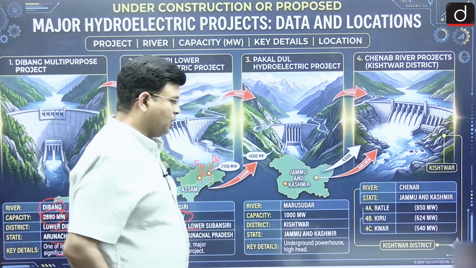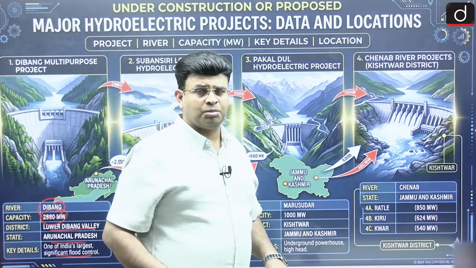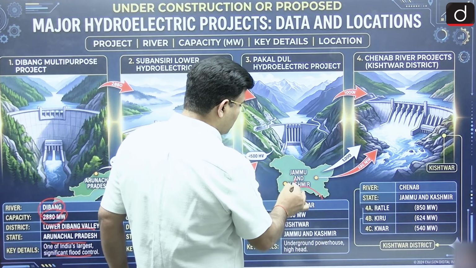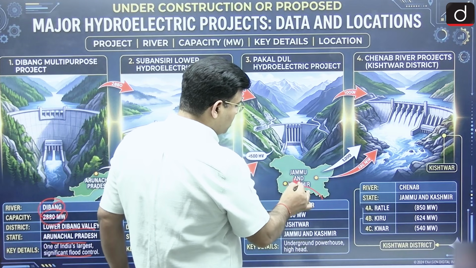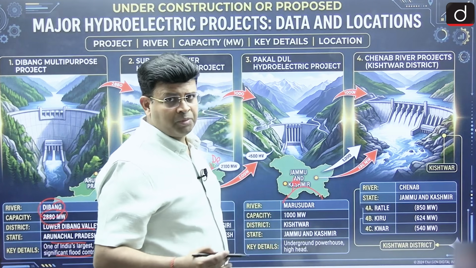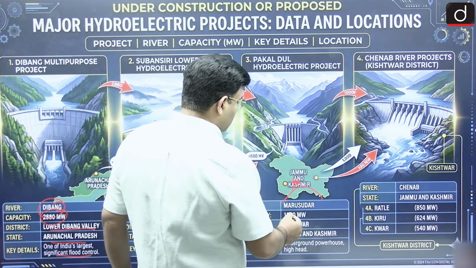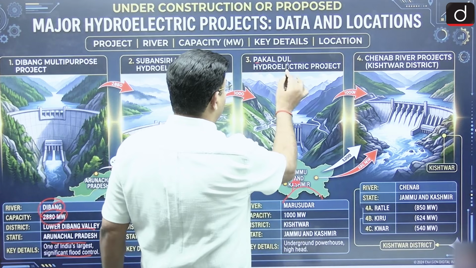And after that we can say that in Jammu and Kashmir, there is the Chenab river flowing, and on the Chenab river, the Marusudar river is coming. On the Marusudar river there is the Pakal Dul Dam. So the Pakal Dul Dam is in the Kishtwar district, and this is the Pakal Dul hydro project.